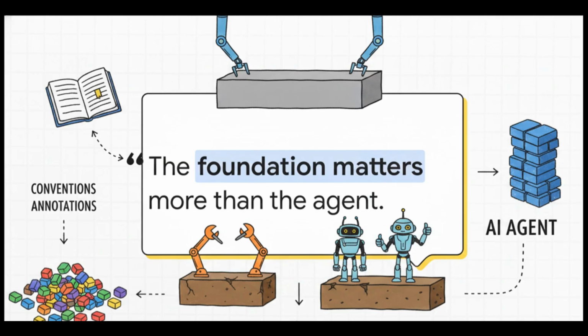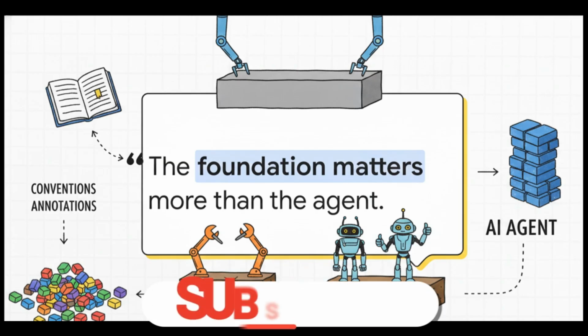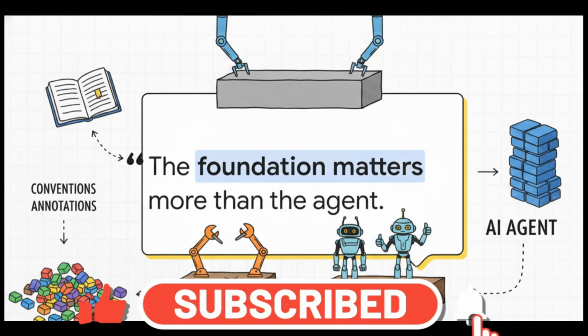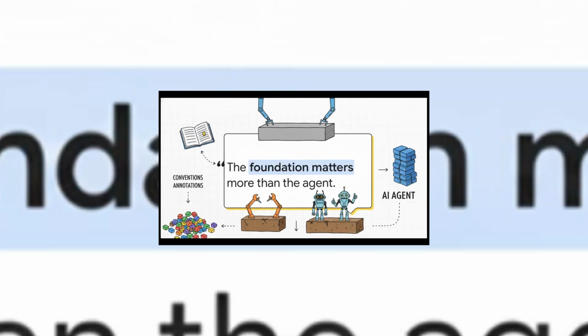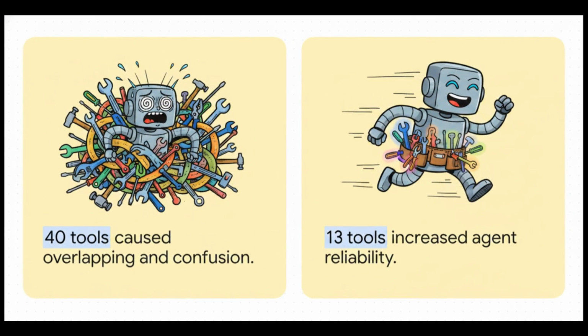That boring foundational stuff, that is what makes a vanilla agent reliable. If your company's data is scattered all over the place, messy, and undocumented, buying or building some fancy AI agent is not going to save you. You've got to fix your foundation first. Lesson number 2 proves that fewer tools actually beat more tools. This is a big one.